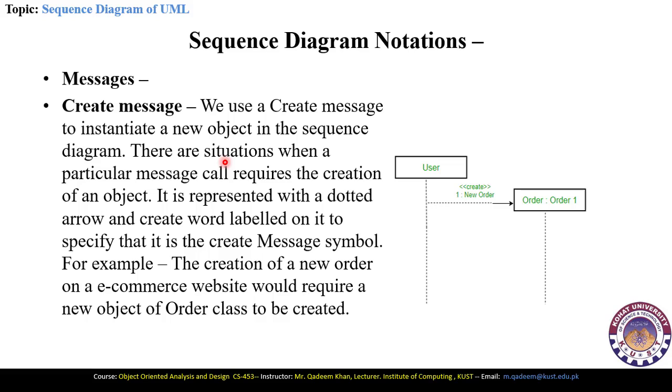Now, how can we create messages to show that new objects in a sequence diagram are interacting with each other? Here, a particular message call is required to create an object, and it is represented by a dotted line with an arrow, with a label over it saying that the object is created. Here you can see that a new order is created. For example, in creating a new order on an e-commerce website, if a user wants to place an order, a new message will be created to create the new order. That is the create message.